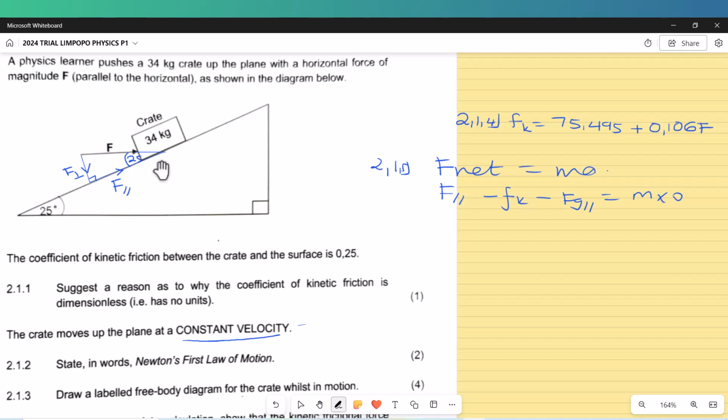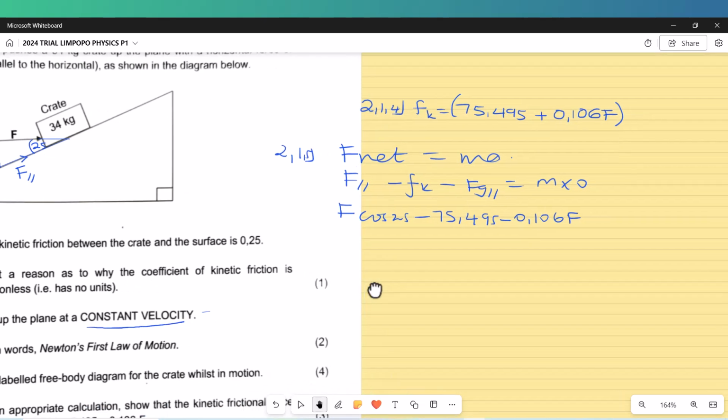Now, how do you find this F parallel? Check here. We said this is 25 and 25 here. So this F parallel is the adjacent, so we must use cos. Meaning our F parallel is the same as saying F cos 25. So I'm going to put here the force F multiplied by cos 25, then minus the frictional force, which is Fk, but Fk we see it is this one here, which we already proved. So I'm going to say minus 75.495, and then minus 0.106 F, then minus FG parallel. How do you find FG parallel? We know the mass is 34, so it's going to be mg sine.